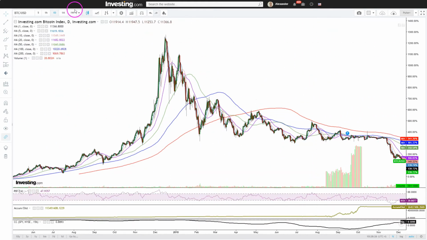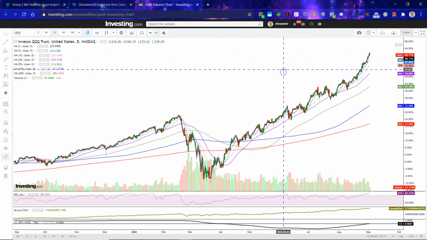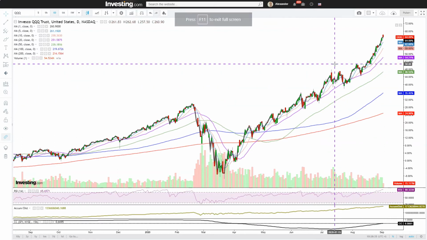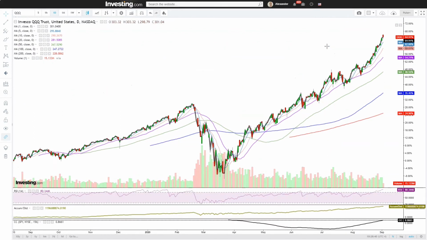Okay, which begs the question: what kind of strategy should you have during the bubble phase? Because we are definitively in the bubble phase. If you look at the Nasdaq, if you look at the S&P 500, these are bubbles. They just are.